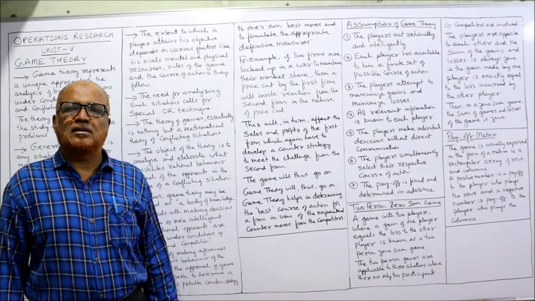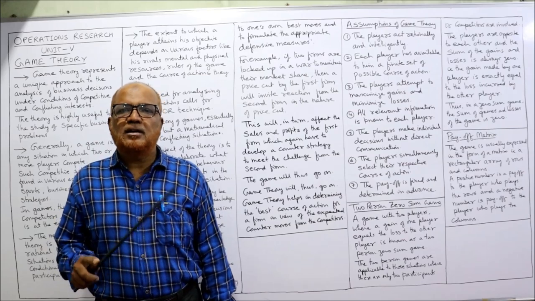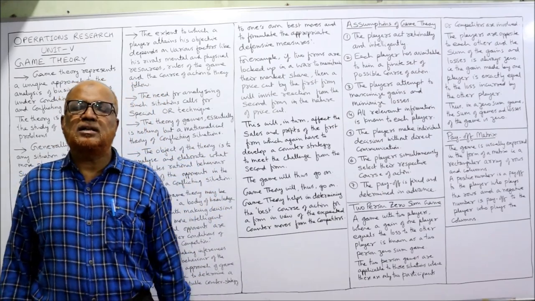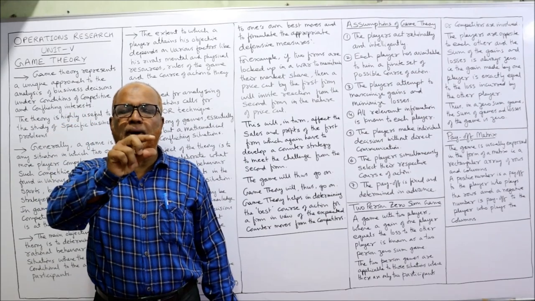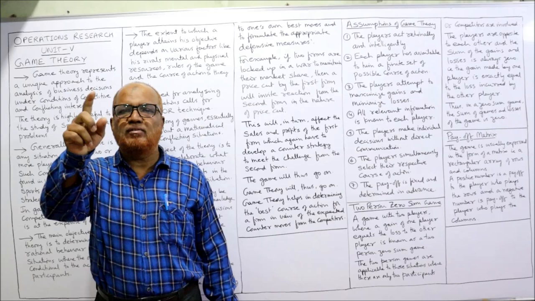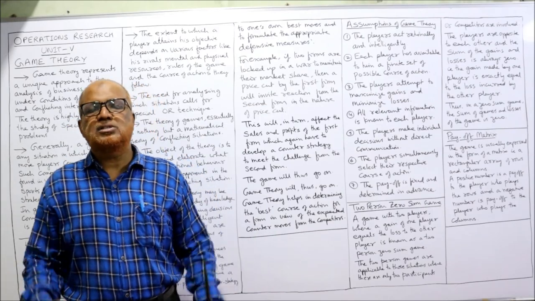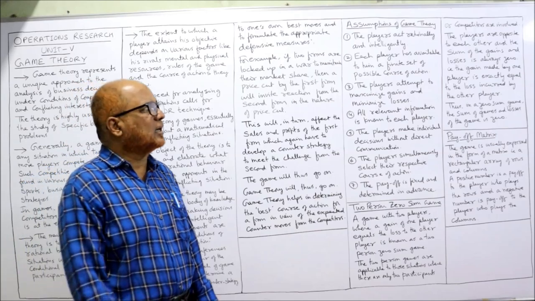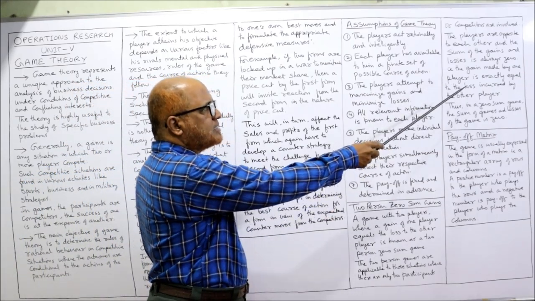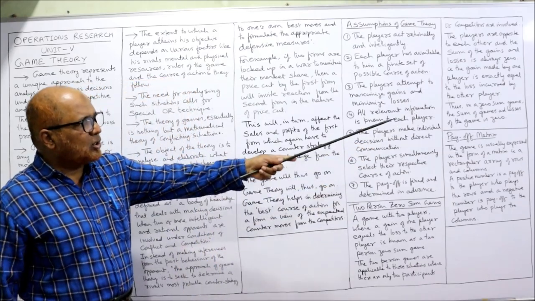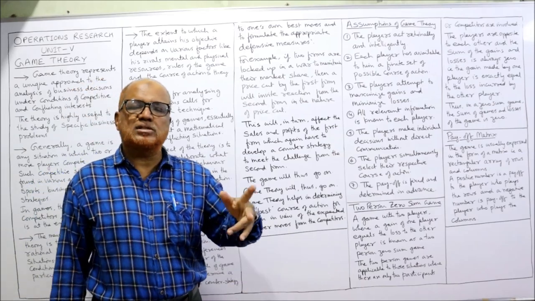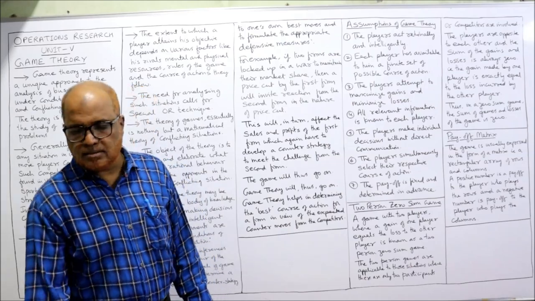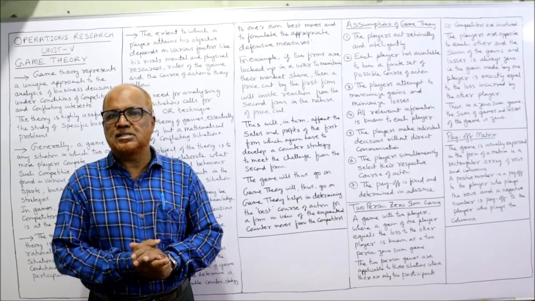Example, if A wins 10 rupees, automatically it means 10 rupees is lost by B. So A gains 10 rupees, B loses 10 rupees. So plus 10 for A, minus 10 for B. Plus 10 and minus 10 will cancel, ultimately giving 0. That is called a zero sum game. The gain to one party will be exactly equal to the loss to the other party. Thus, in a zero-sum game, the sum of gains and losses will be exactly equal to zero. This concept is most frequently asked in examinations. What is a two-person zero-sum game?